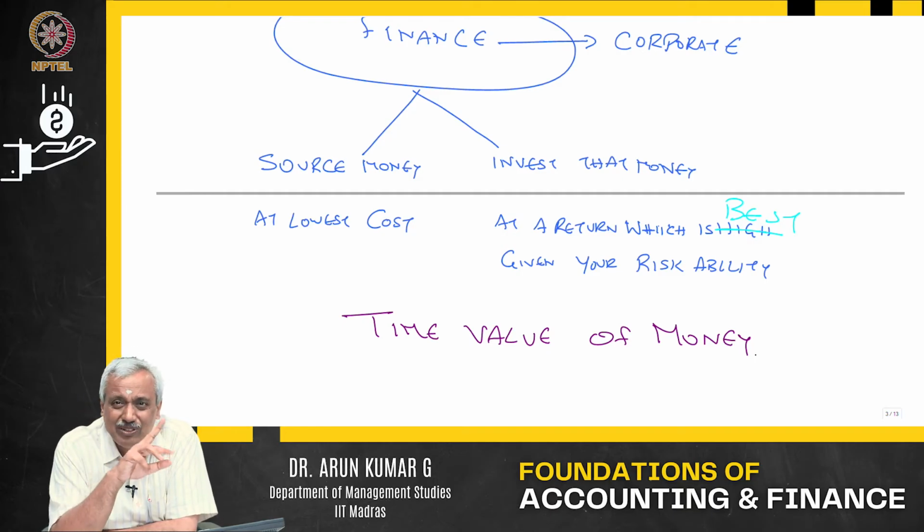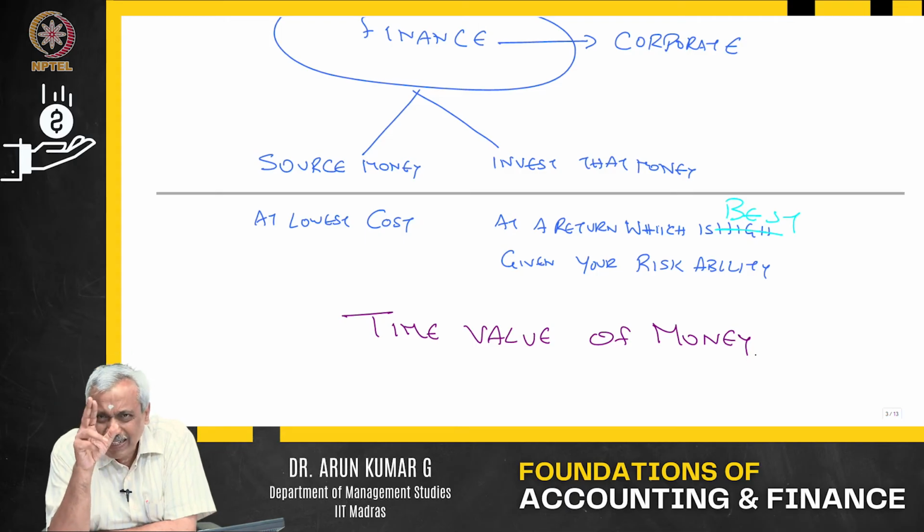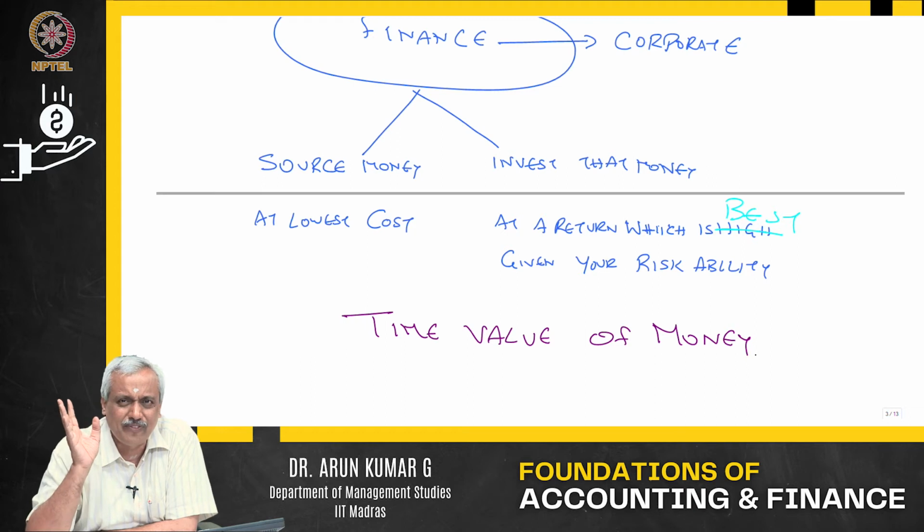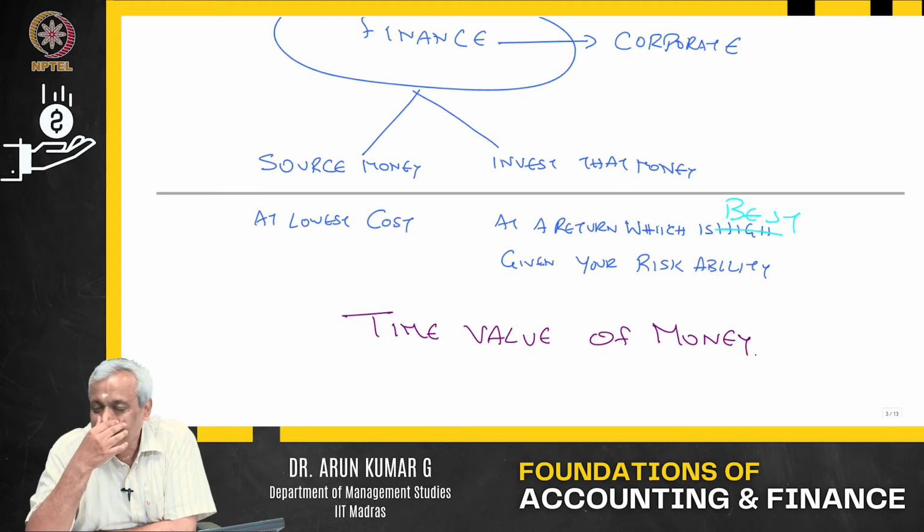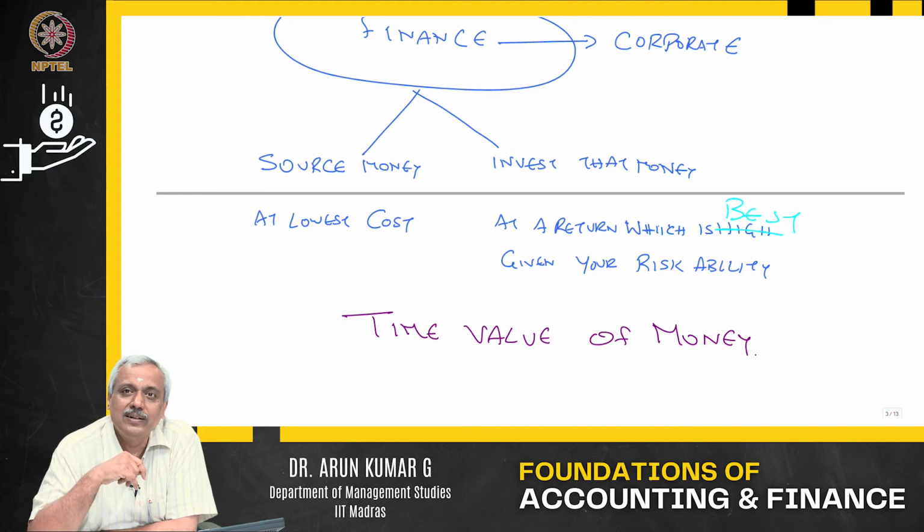So, what is happening? With time, the value of money is reducing. Why? It could be inflation, and so on and so forth. I am not getting into the economics or the reasons behind all of it, and that is what we call time value of money.